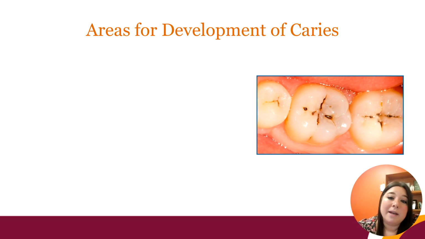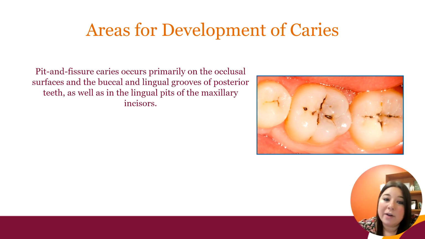Areas for development of caries. Pit and fissure caries occur primarily on the occlusal surfaces and the buccal and lingual grooves of posterior teeth, as well as the lingual pits in the maxillary incisors. So anywhere there's a groove or a pit, bacteria is more likely to get trapped in there and is harder to clean out, frankly, because it's kind of out of the reach of a normal toothbrush. You have to really get in there in order to clean out those grooves and pits.